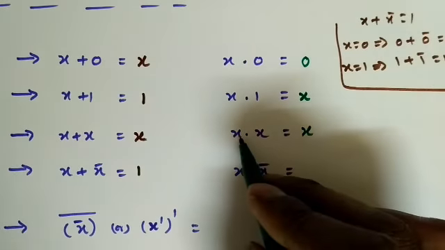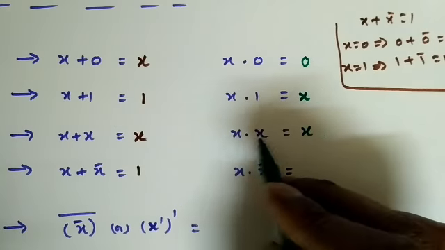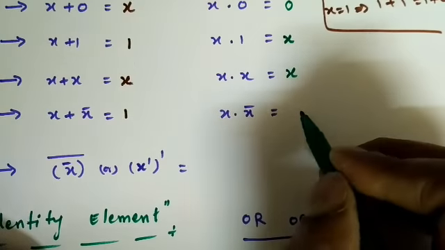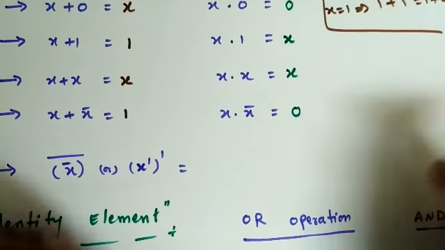So you can substitute 0: 0 into 0 is 0, and 1 into 1 is 1 only. So x into x is x. What happens to x into x bar? It will be 0. You can verify.